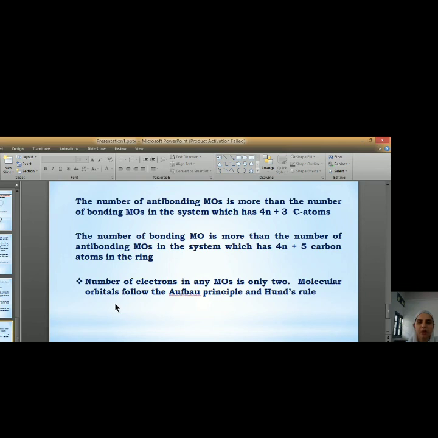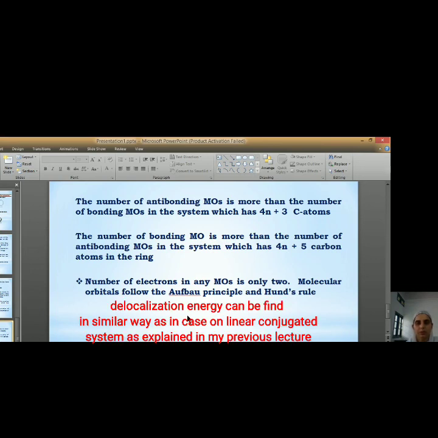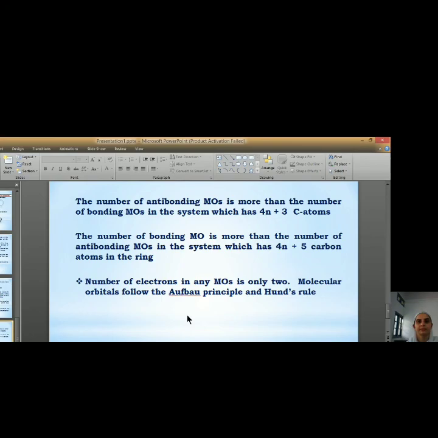Last one is the number of electrons in any MO is only 2. And MOs follow the Aufbau principle and Hund's rule. So each MO can contain only 2 electrons, and the filling of electrons takes place according to the Aufbau principle and Hund's rule. Thank you.